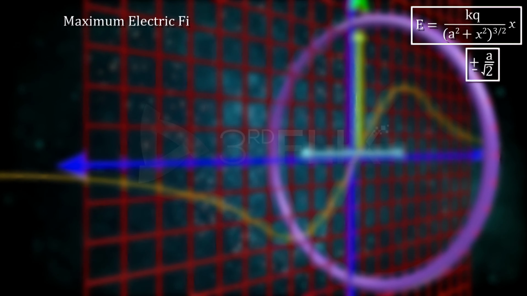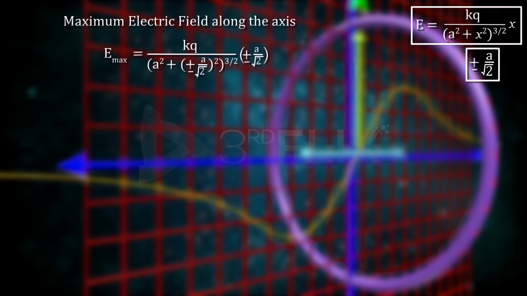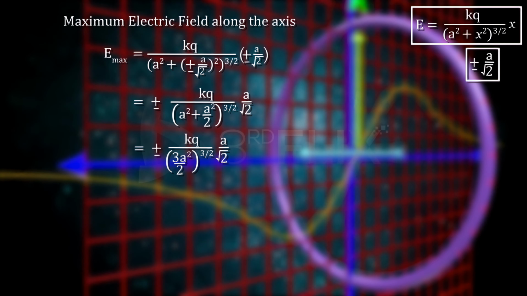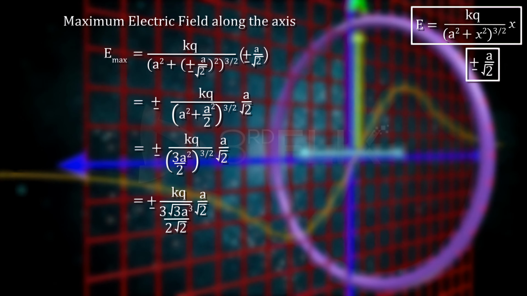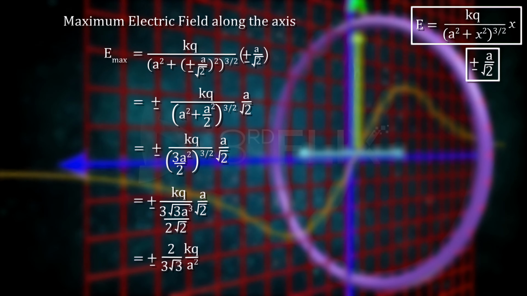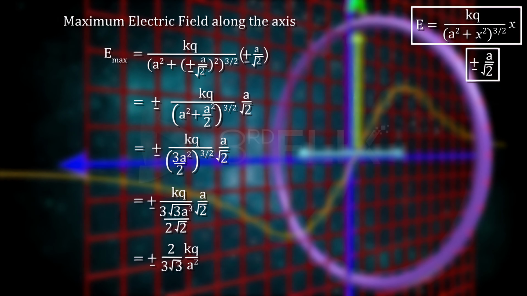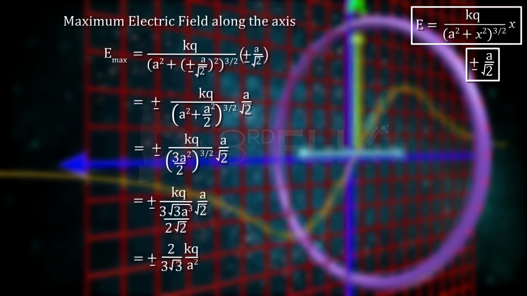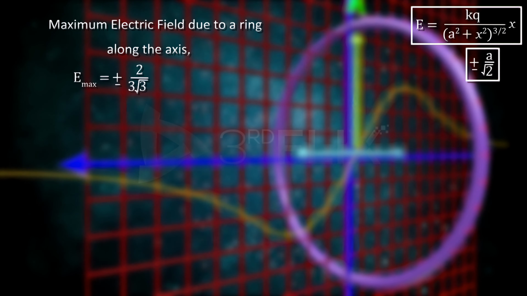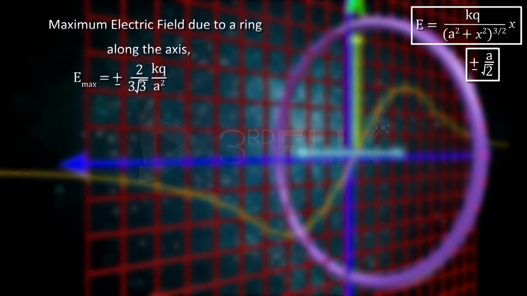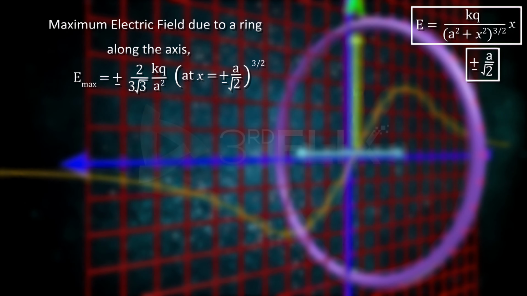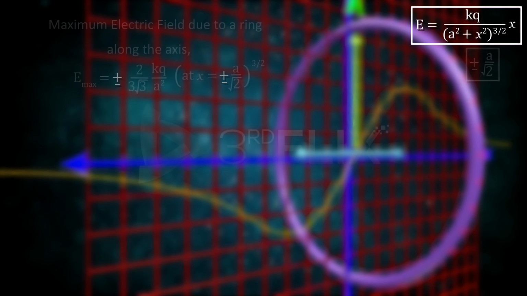Maximum field on the axis will be given by substituting x with plus or minus a by root 2 in the expression for field. Hence, magnitude of maximum field is equal to 2 by 3 root 3 kq by a square. Thus, electric field due to a ring is maximum at a by root 2 from the center, and its magnitude is equal to 2 by 3 root 3 kq by a square.